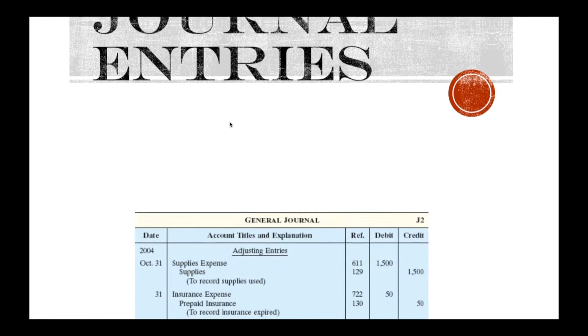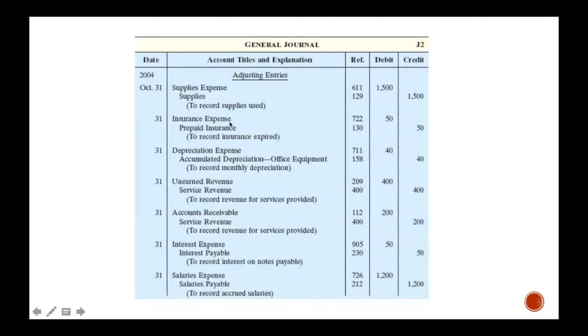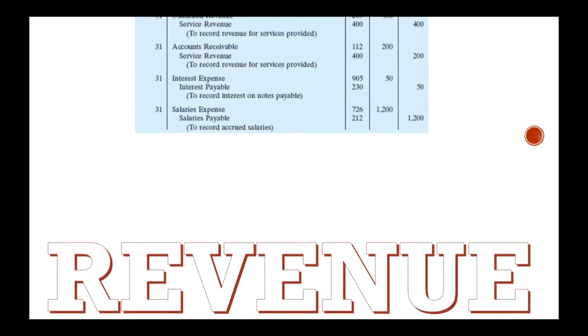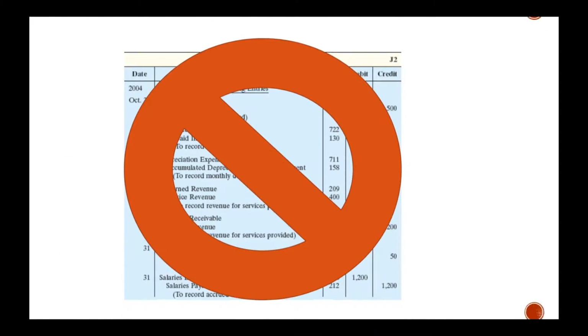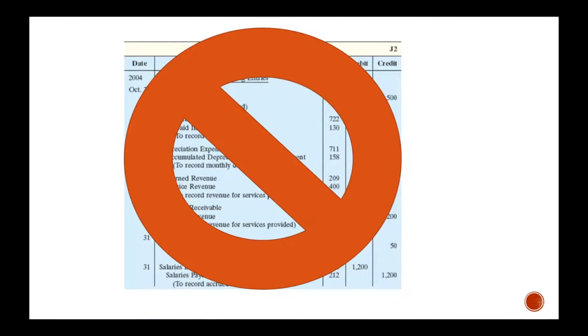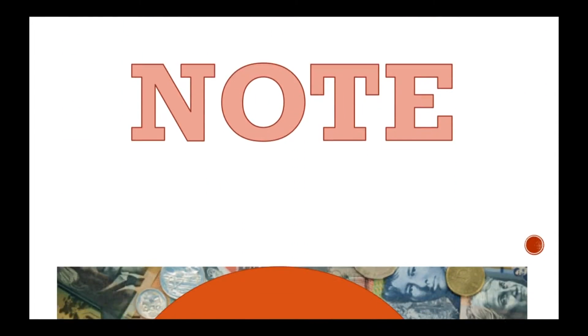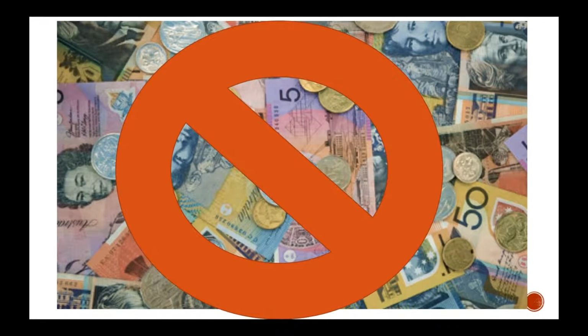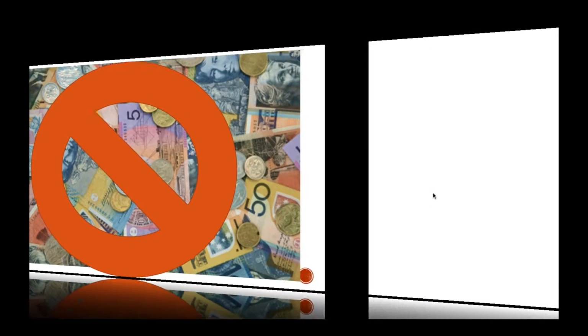Adjusting journal entries. Adjusting journal entries are entries made in a general journal to record revenues that have been earned but not recorded and expenses that have been incurred but not recorded. Adjusting entries do not include cash because when adjusting entries are recorded, cash transactions have already taken place or will take place in the future.